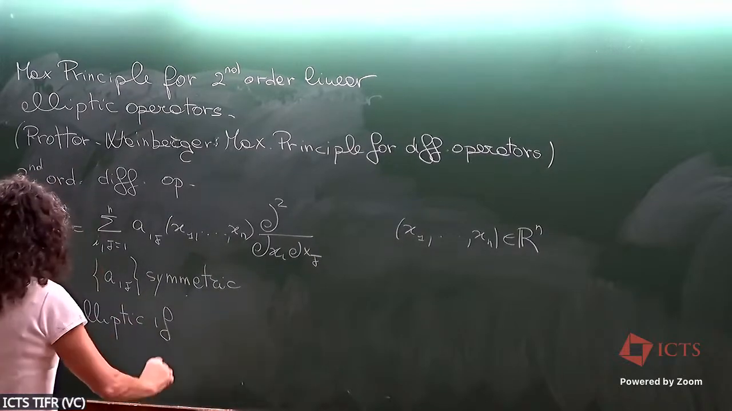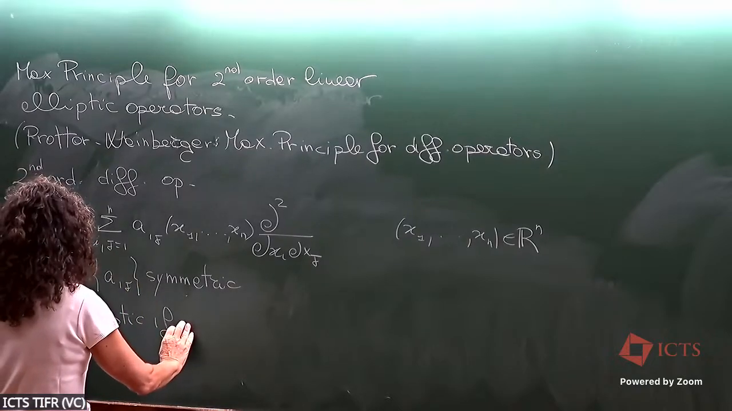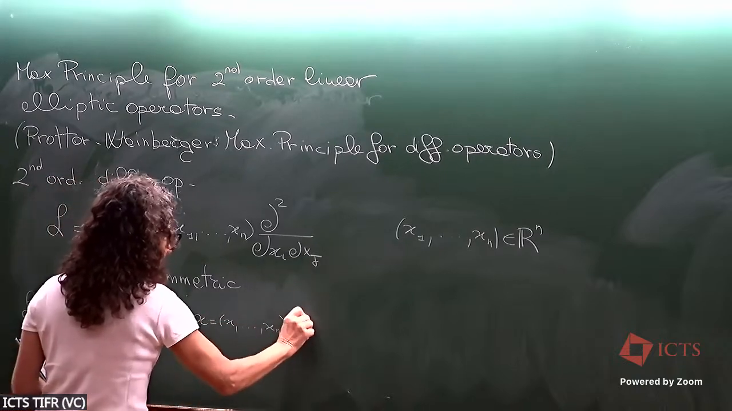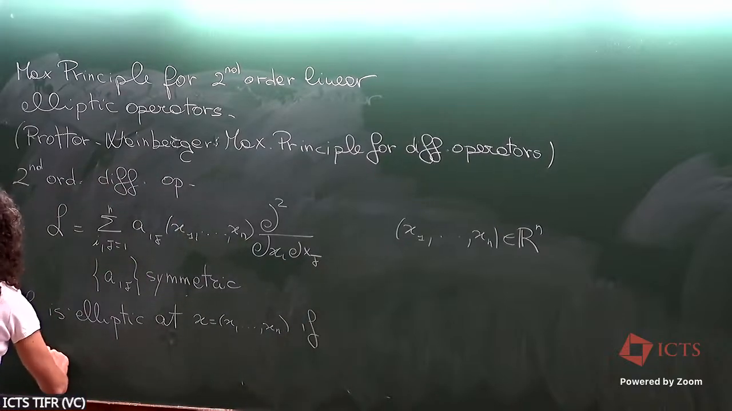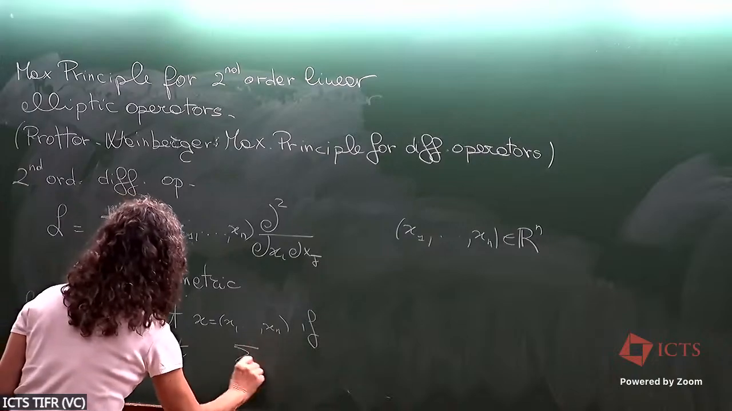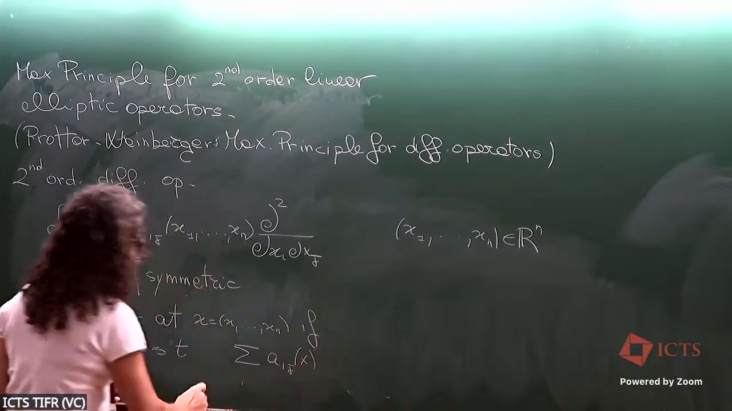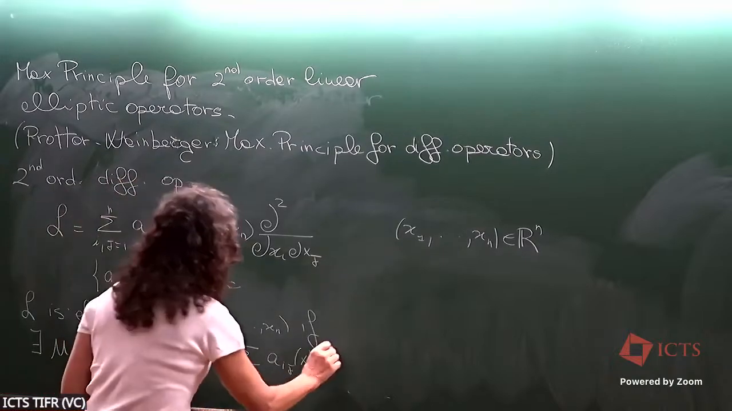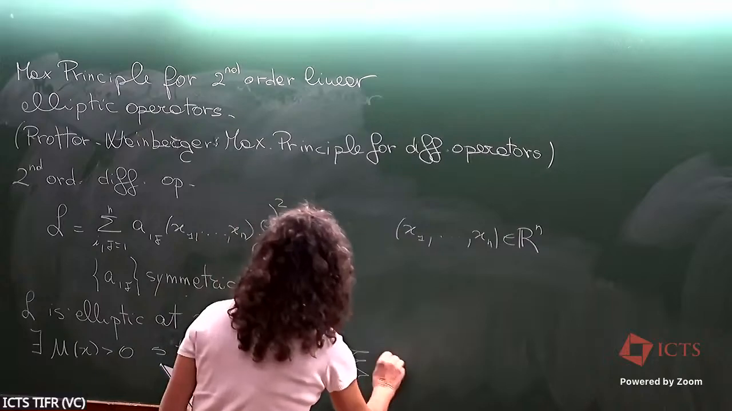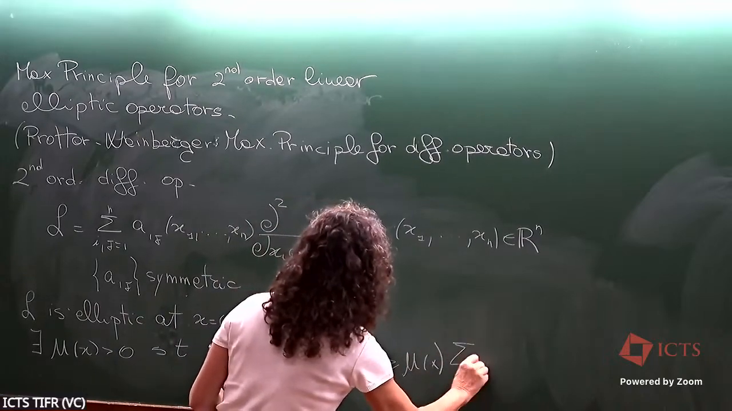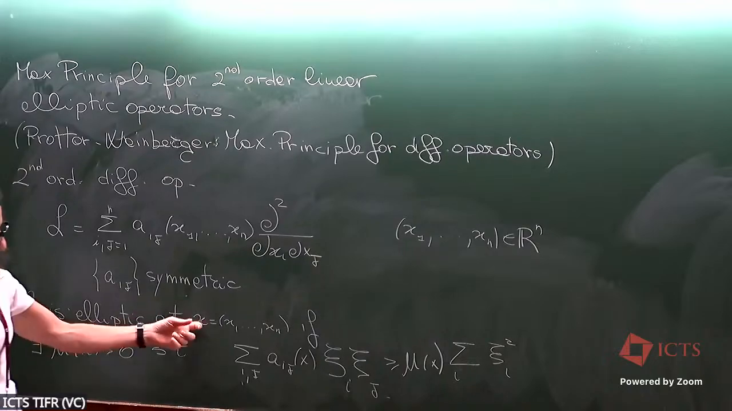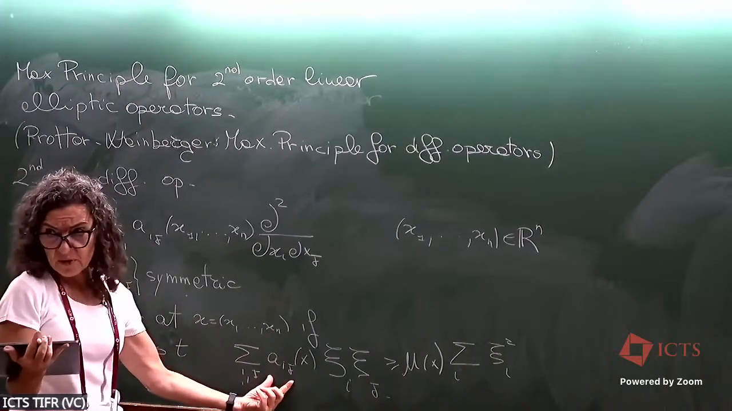If the matrix is elliptic at point x, it's 1 x n. If there exists mu of x larger than 0, such that the sum of a_ij(x) over i and j times c_i c_j is larger or equal than mu of x times the sum over i of c_i squared. Okay, that's the same, so mu is positive at the point x. That's the same as saying that this matrix is positive definite.